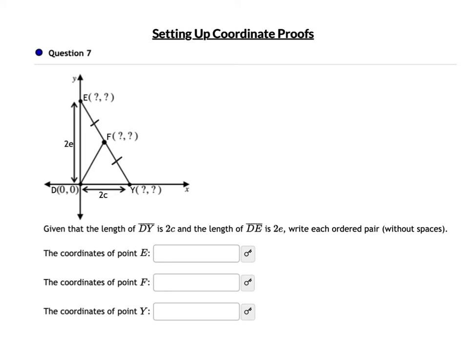This one's interesting. Notice they called the distance to point E and point Y 2E and 2C. The reason for that is it makes much nicer coordinates for point F. So let's start with E in the top left. It's on the y-axis, so X is 0. The distance up is 2E, so Y is 2E. Y has an X value of 2C and a Y value of 0.